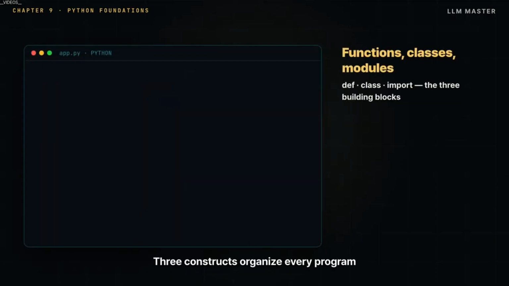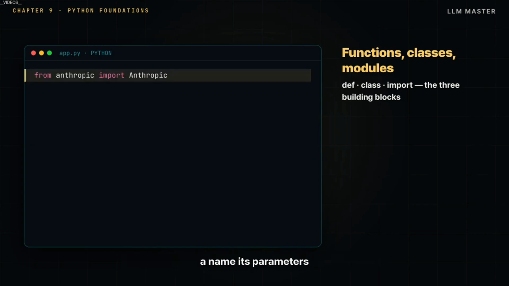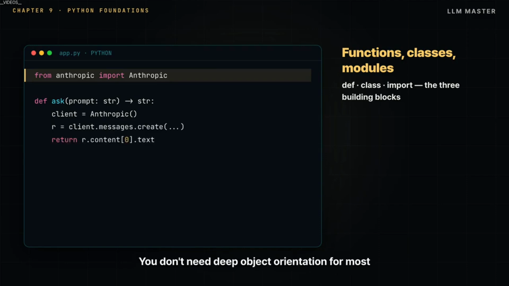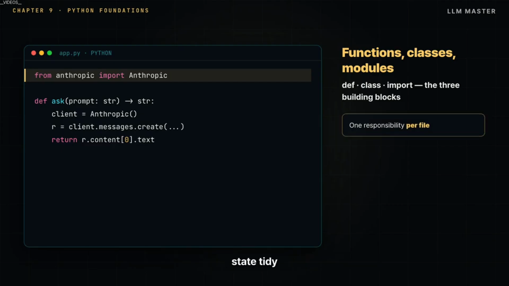3 constructs organize every program. A function packages behavior behind a name, def, a name, its parameters, and a return value. You'll reach for functions constantly. 1 to build a prompt, 1 to call the model, 1 to parse the reply. A class bundles data together with the functions that operate on it. The double underscore init method runs when you create an instance and sets up its state. You don't need deep object orientation for most LLM code, but a small agent or client class that holds a model name and a message history keeps related state tidy.